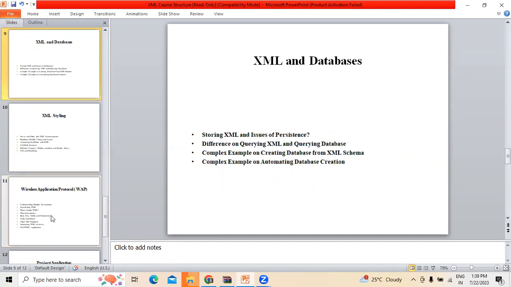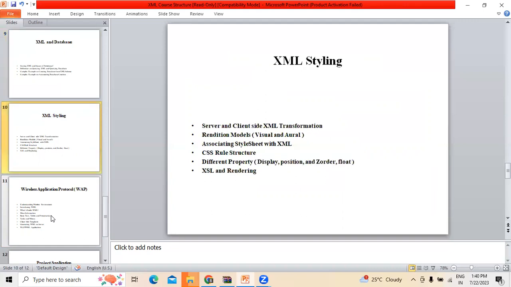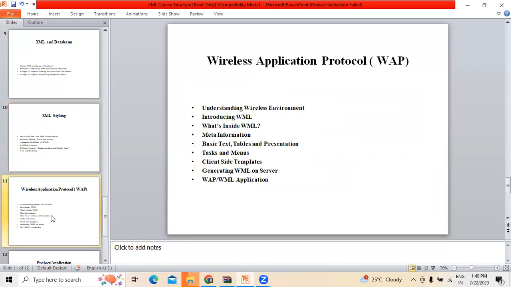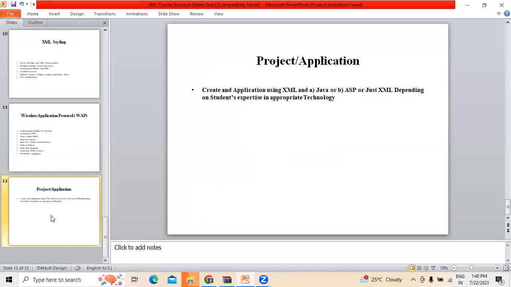Next, XML and databases, like how we are going to store XML, issues, persistence, right? So the difference between querying of XML and querying of a database, which is called SQL, everything. And we need to have some example over this. This is essentially required. Next, we must know about XML styling, like wherein to connect with the server or client-side XML transformations, all that. Along with this, we need an overall understanding about WAP. Of course, this is not something we are using now, but an overall understanding about WAP, wireless application protocol, is what I'm doing.